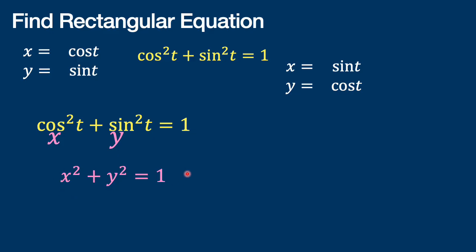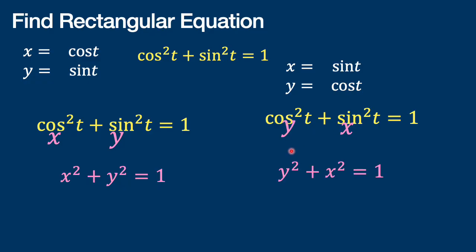This represents a circle. Center is (0, 0), radius is 1. Let's check the other parametric equation. When we sketch it, this one is counterclockwise. This is a clockwise circle, right? So same thing: cosine squared t plus sine squared t equals 1. Cosine t this time is y, sine t this time is x, but y squared plus x squared is 1.